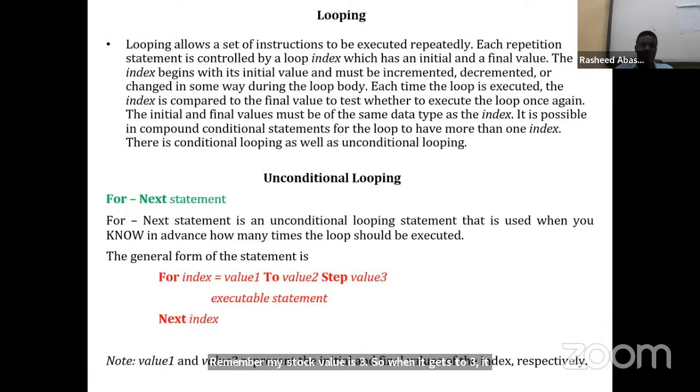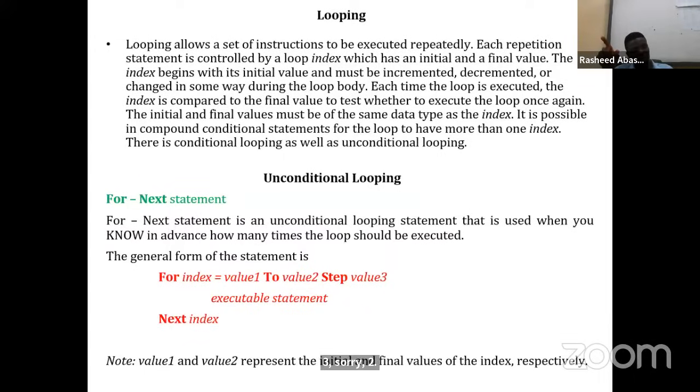For example, let me say I have For index equals 1 To 9, Step 2. What will be my values? After 1, the next value will be 3, because I said Step 2. After 3, it will skip 4 and go to 5. After 5, it will go to 7. After 7, it will go to 9 because my step is 2.